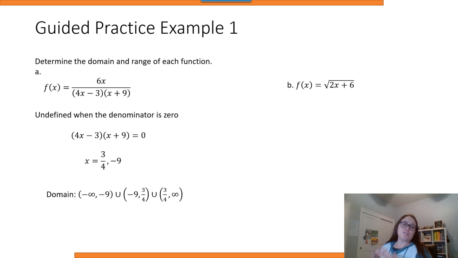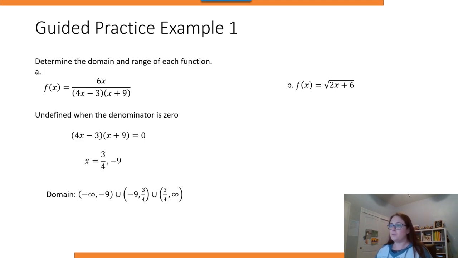Now the range is a little bit harder to come up with from just looking at it, but especially because I have an x on the top, I should be able to get any value out of this. It is nice though to always look at the graph itself to confirm any suspicions you have. So let's go ahead and take a look at the graph of this.